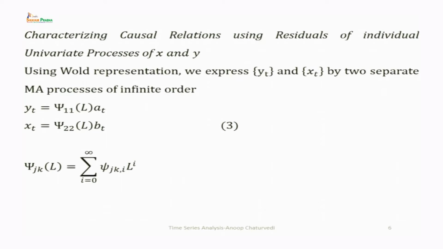So, now y_t is a stationary process, so we can write it as y_t equal to psi_1(L) A_t, where psi_1(L), or in general psi_jk(L), is equal to the summation over i equal to 0 to infinity of psi_jk,i L to the power i, and this A_t is a purely random process. Similarly, in the MA representation of x_t, we use the polynomial psi_2(L), and this B_t is a purely random process.